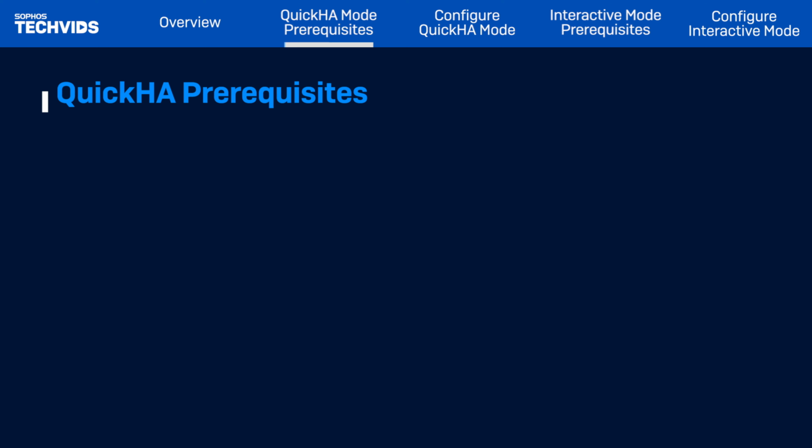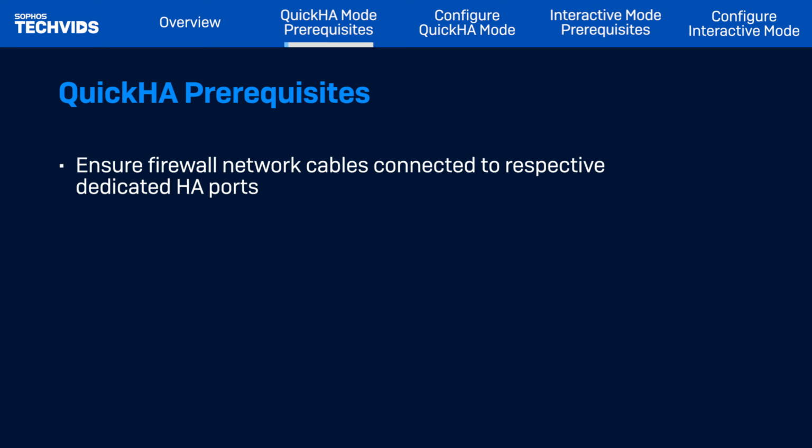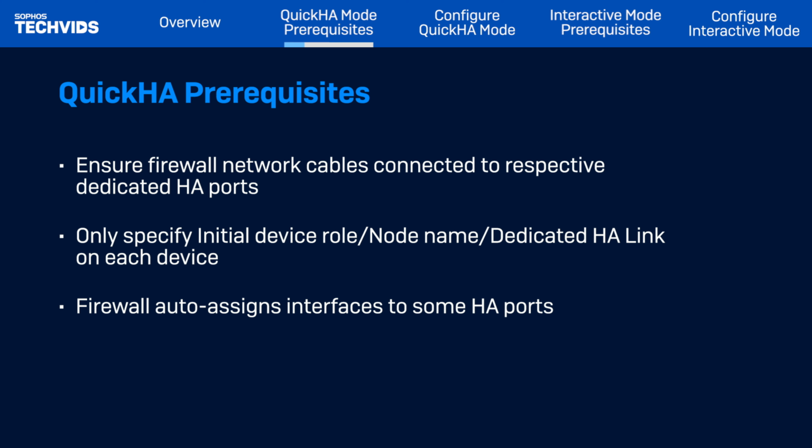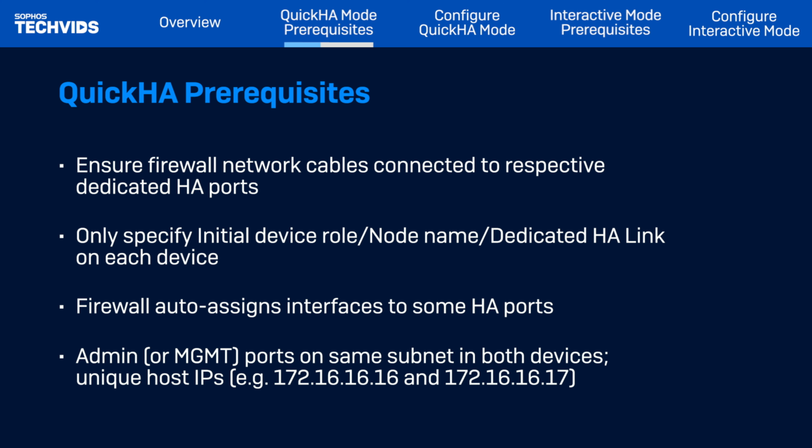To set up Quick HA, first ensure both firewalls are connected with a network cable plugged into each unit's dedicated HA port. In Quick HA mode, you only need to specify the initial device role, node name, and dedicated HA link on each device. Additionally, the firewall automatically assigns interfaces to some HA ports. For example, if you use port 1 to access the web admin, port 1 and its associated IP will become the administrator port. Ensure that the admin ports belong to the same subnet in both devices and the host IP addresses are unique. For higher-end models, this applies to the management ports instead.